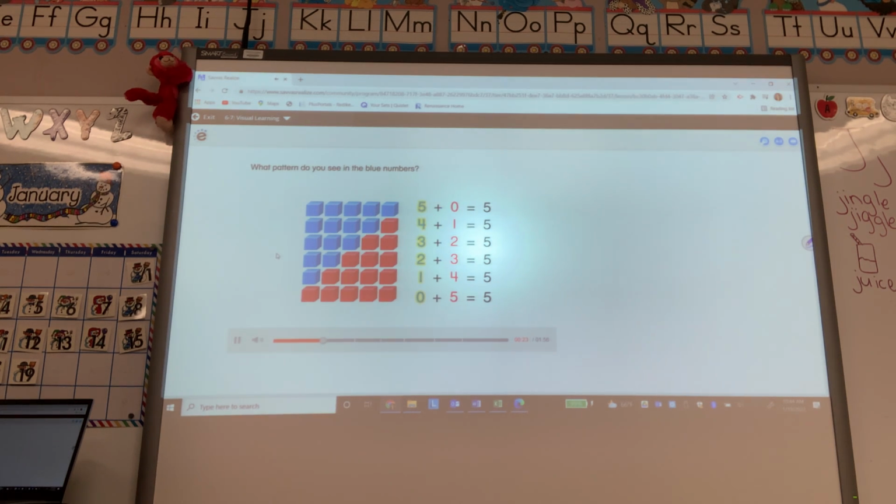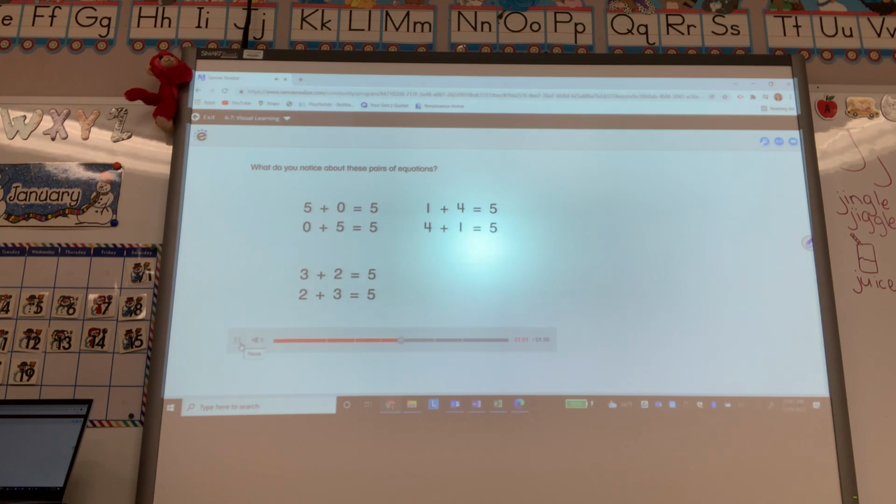What pattern do you see in the blue numbers? The numbers get smaller as they go down, right? 5, 4, 3, 2, 1, 0. They go down by 1 each time. What pattern do you see in the red numbers? 0, 1, 2, 3, 4, 5. They go up by 1 each time. What do you notice about the equations? The amounts being added always equal 5.